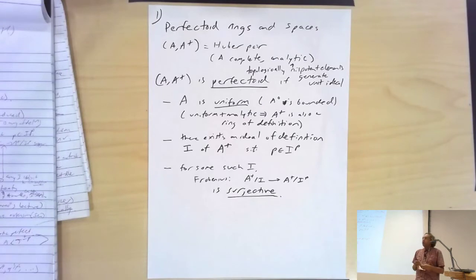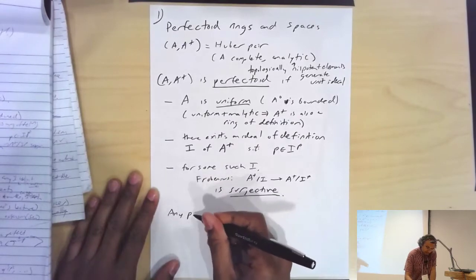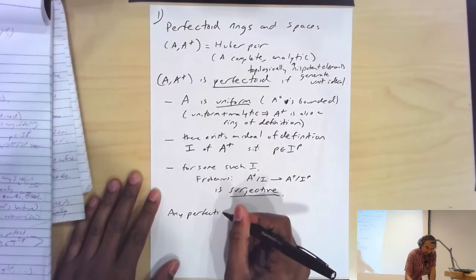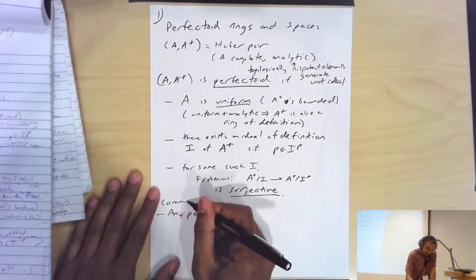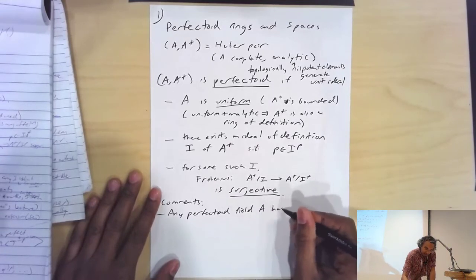Okay, so I should maybe make a brief comment about how this looks, because there are various definitions of perfectoid rings at various levels of generality floating around. So the notes make some systematic effort to disentangle this. So this, for example, Peter talked about the case where you start with a perfectoid field. So first of all, comments. Any perfectoid field, A, has this property.